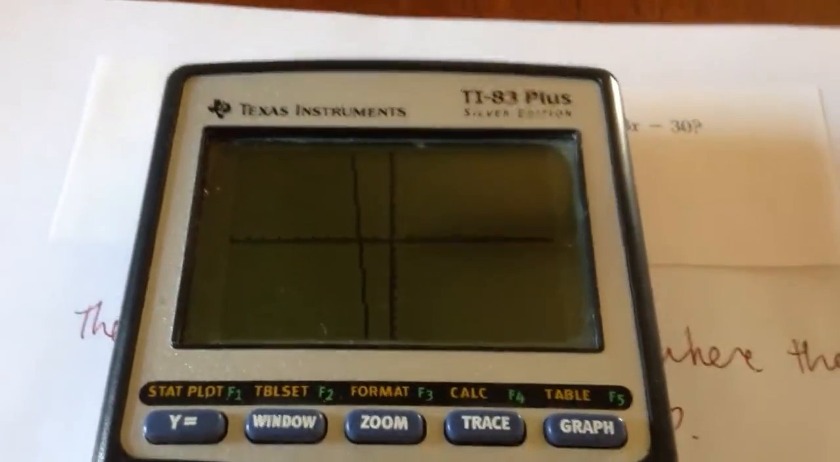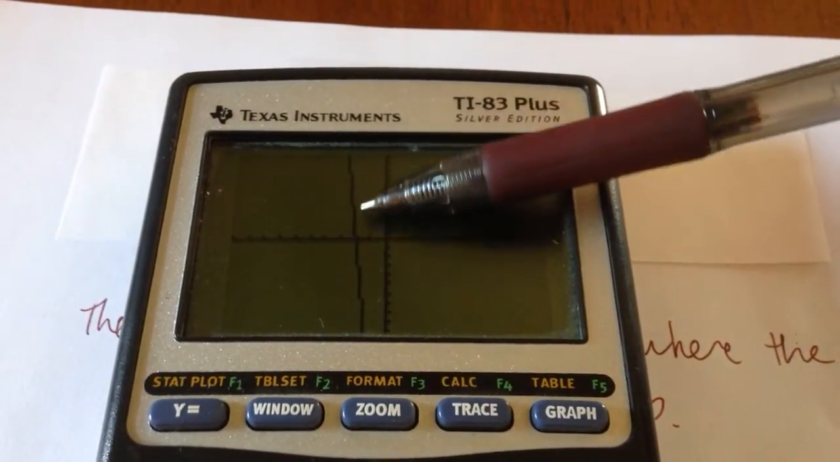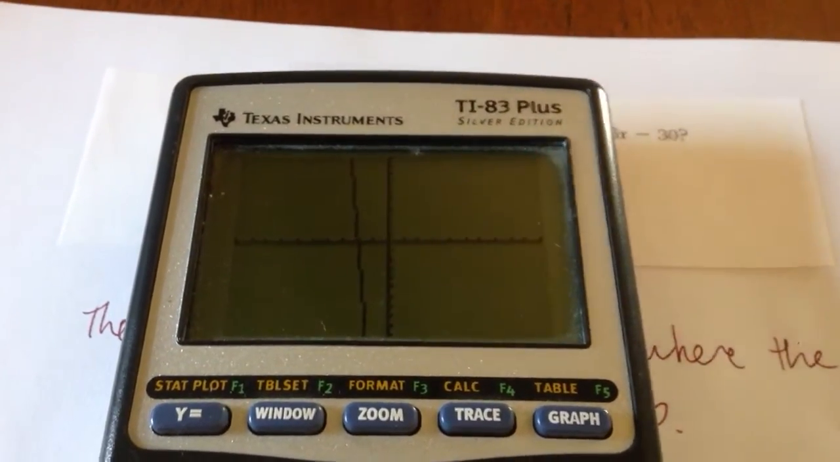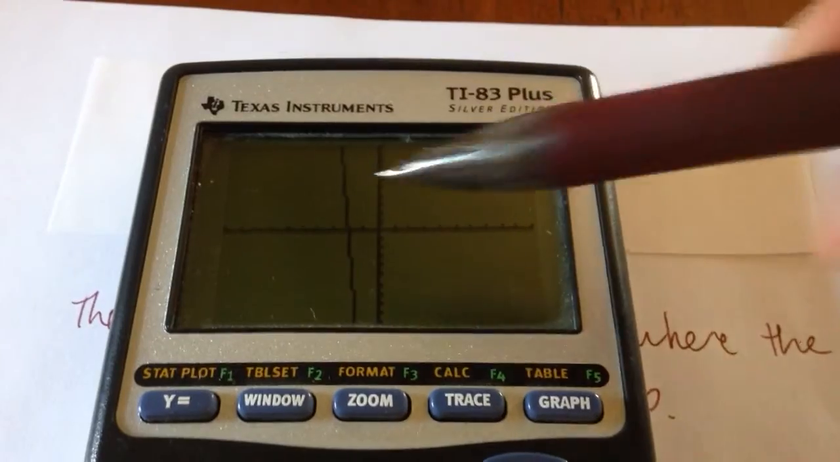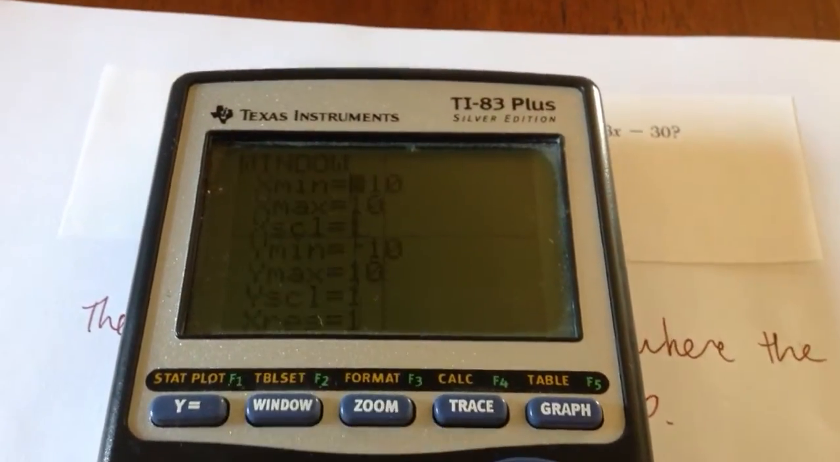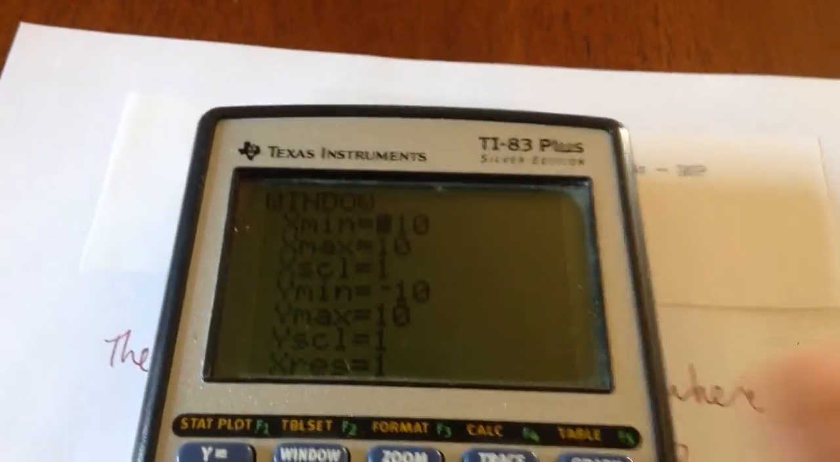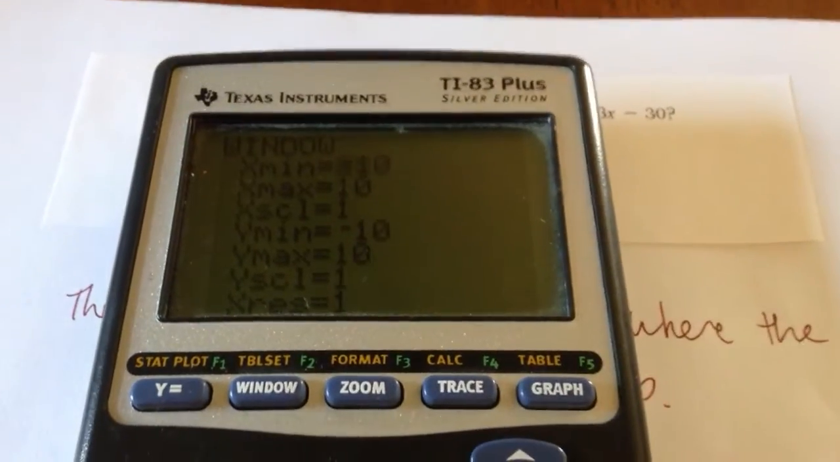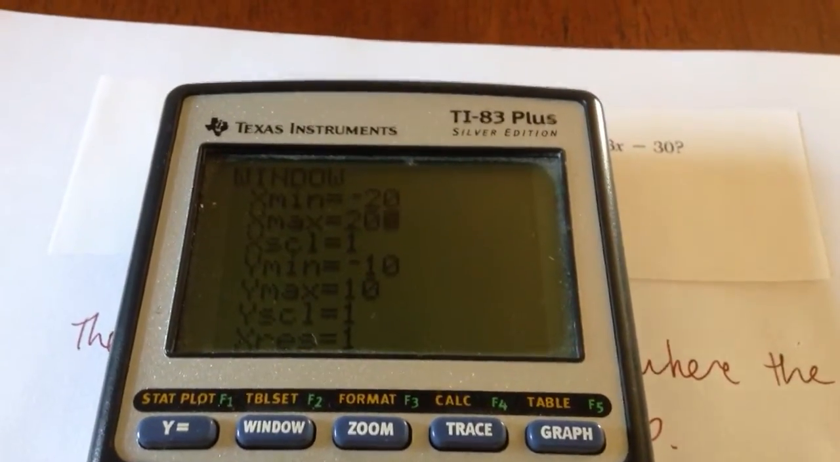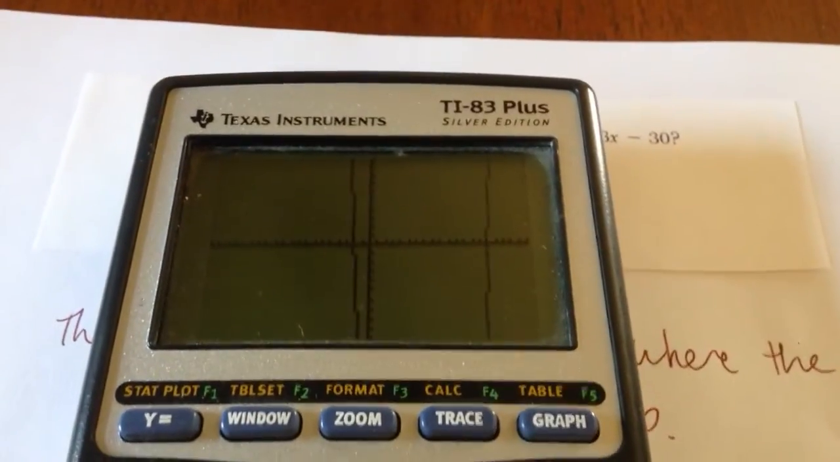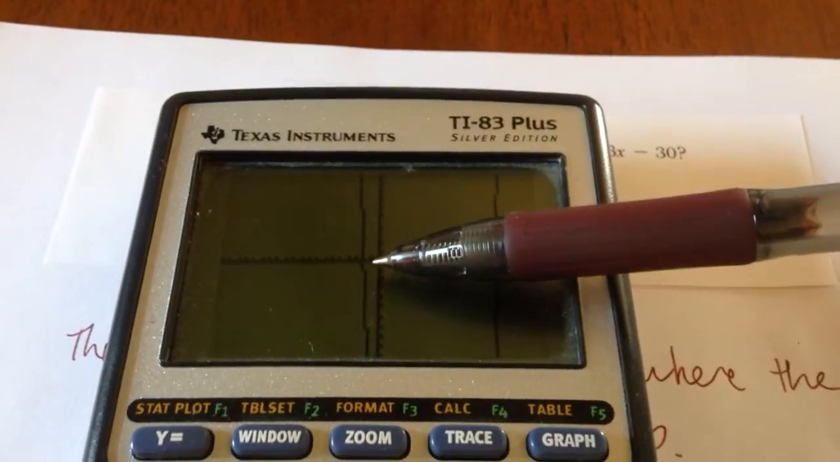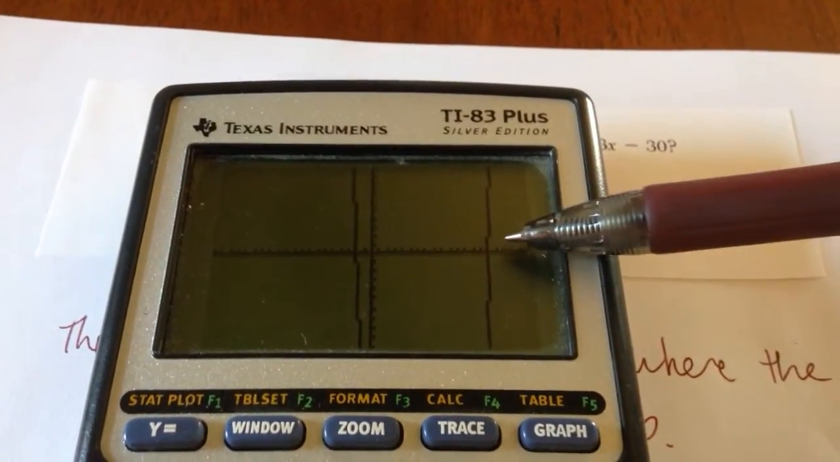And if you notice, I only see the parabola going through the x-axis at -2. So that's one of my zeros. Unfortunately, the other one's off the graph. So what I'm going to do is go to Window and then change my minimum x value to -20 and my maximum x value to 20. So if you notice, the parabola is going through -2 and 15.